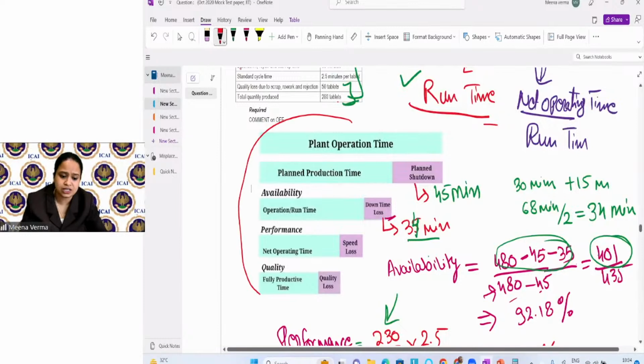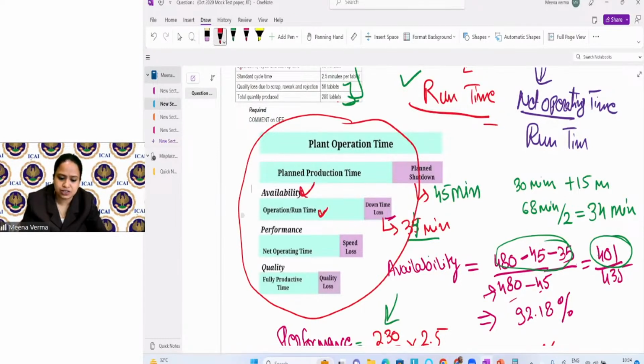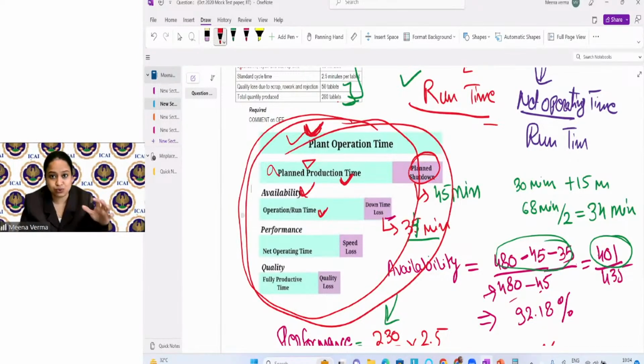When we want to find out the availability, we have to consider the runtime divided by planned production time. In this question, they have not given you this information. They have given you total time. So from the total time, removing the planned shutdown time, you can find the planned production time. They can give you any information and ask you any question, so it's better if you learn this chart. It will help you solve these questions very easily.